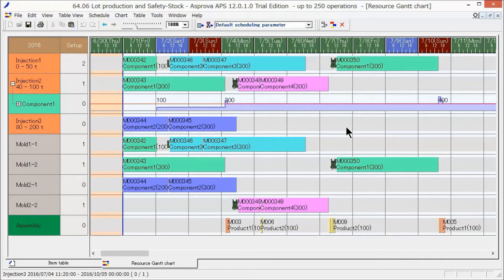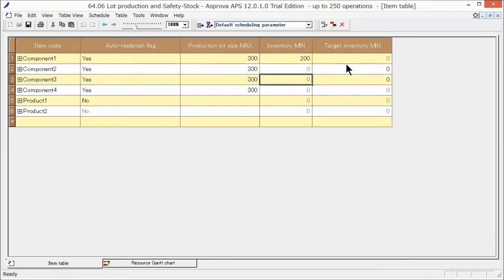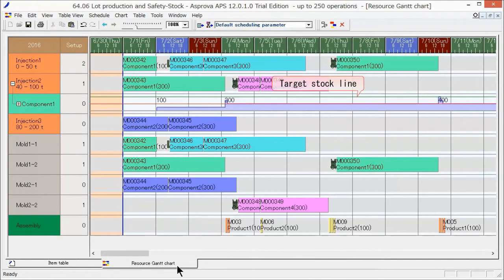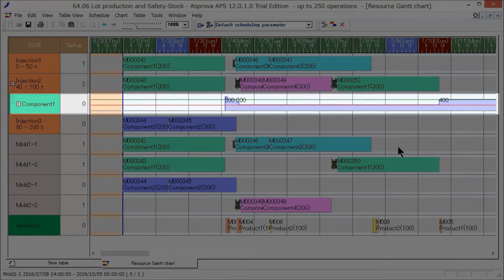Next, let's factor in target inventory so that we can perform production ahead of schedule in anticipation of demand the next month, for example. Set Target Inventory Min to 400. The target stock line is displayed in green. Let's reschedule. Once Target Inventory Min is set, calculation is performed so that the final inventory quantity is 400.